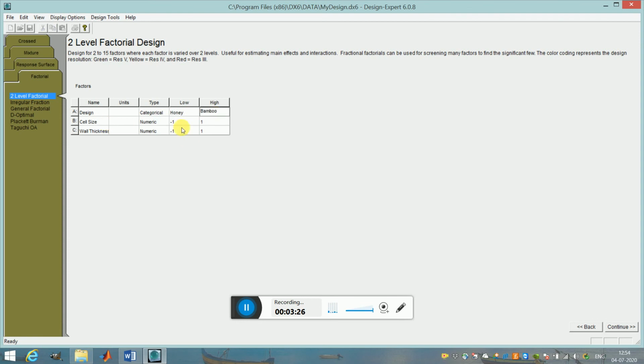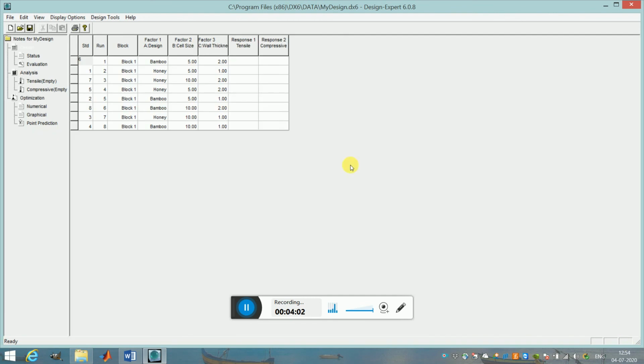Okay, cell size, we can vary cell size. The minimum size could be say 5 mm, the maximum could be 10 mm, and the wall thickness could be 1 mm and 2 mm. Then you press continue, and how many responses do you want to have? We want to have two responses. The first one is tensile, the second one is compressive. Then I press continue, and here I get the table.